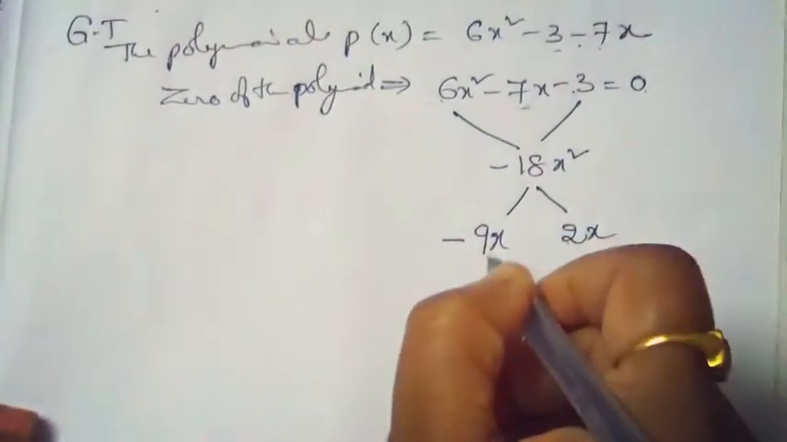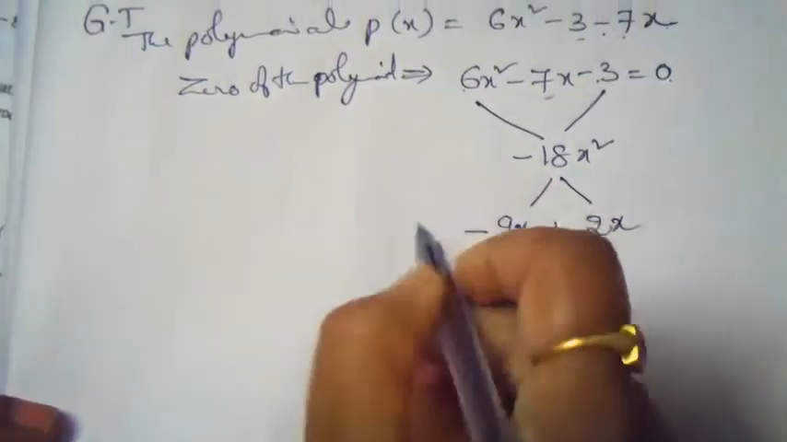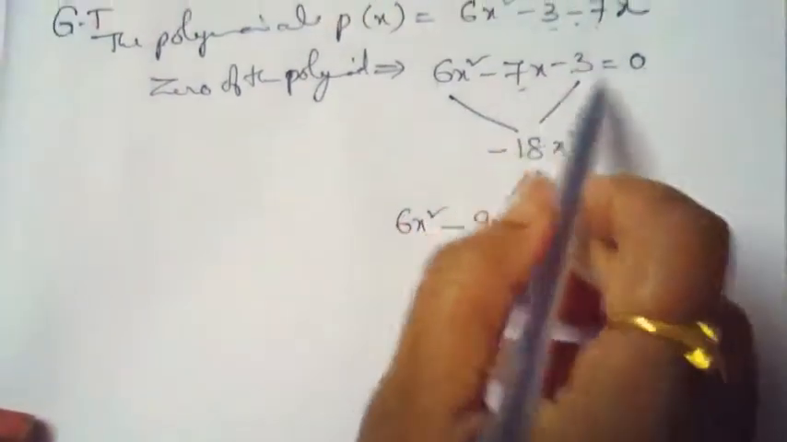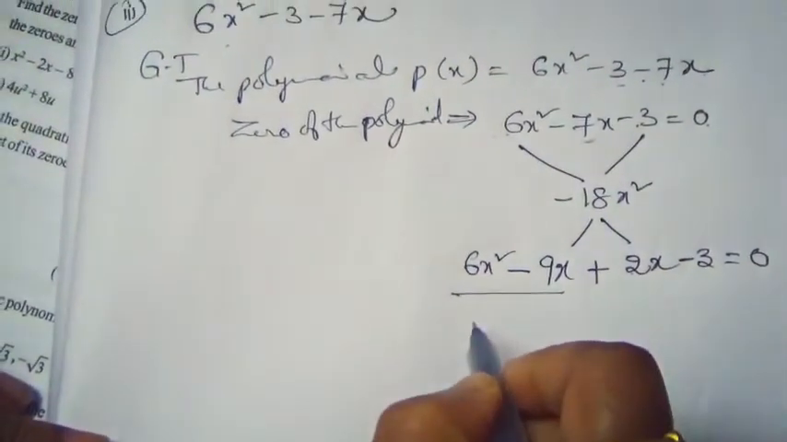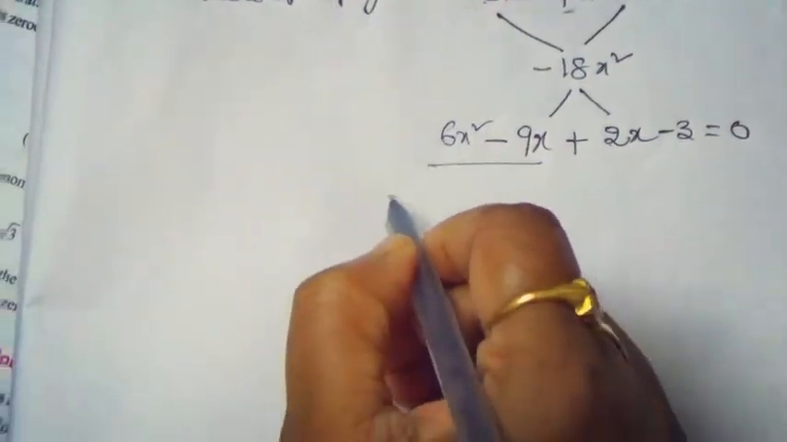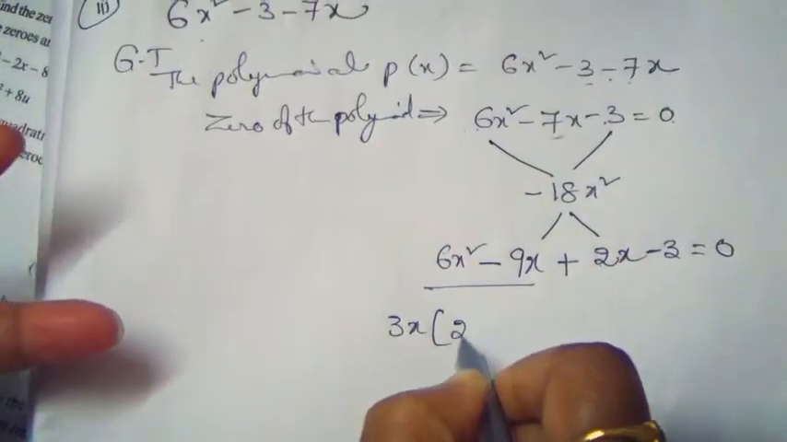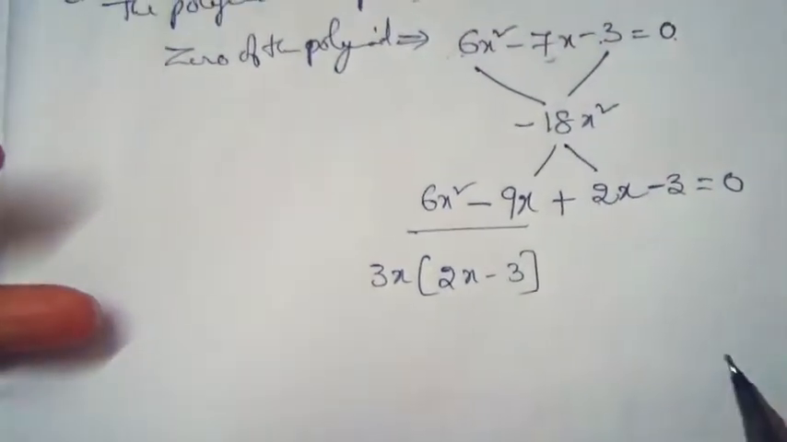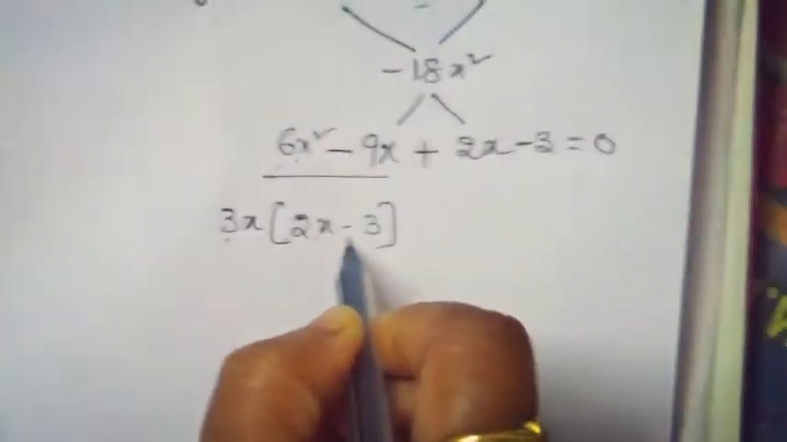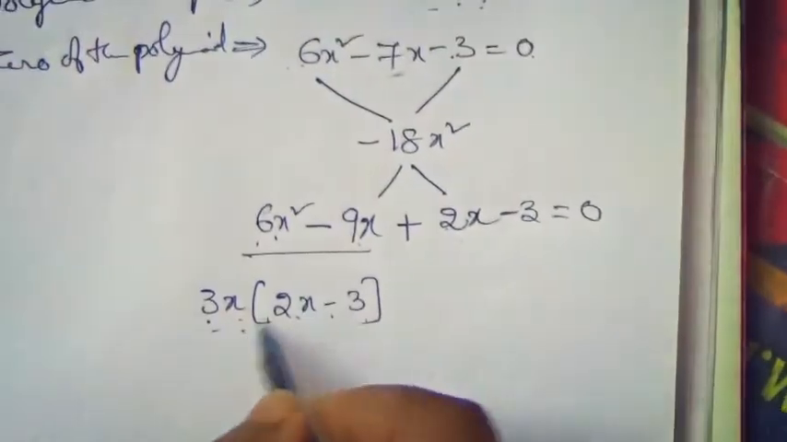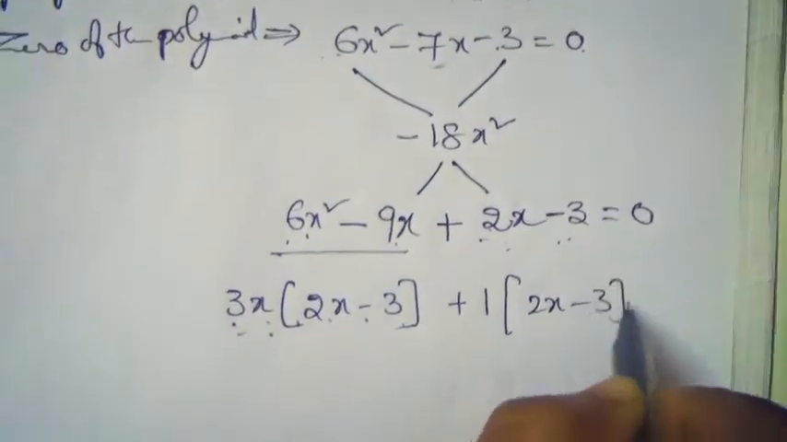Minus 7 means in front of the highest number I want to keep this minus, plus 2x, okay? 6x square as usual you have to write, and the last term, that is the constant, minus 3. In these two, I want to take this 3x as a common, okay? So what is remaining? 2x minus 3. Is it okay for you? So 3 2's 6, x into x square, minus 3 3's 9x, plus in between these two, 1 I want to take here. 2x minus 3, that is equal to 0.